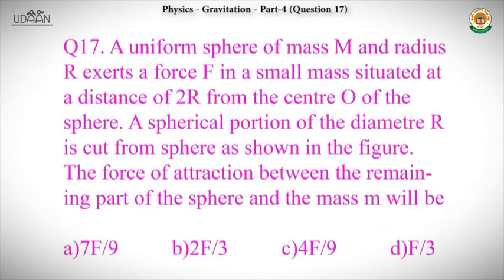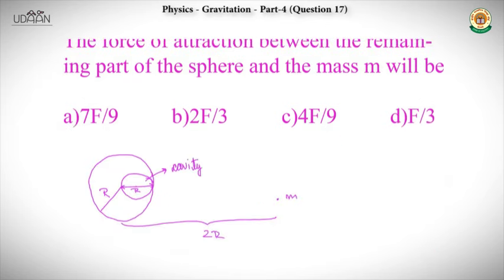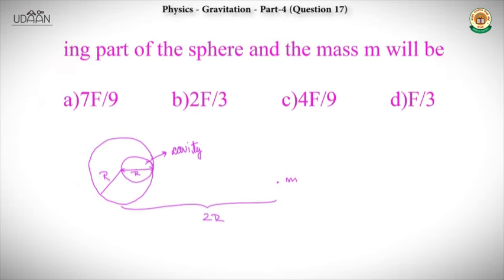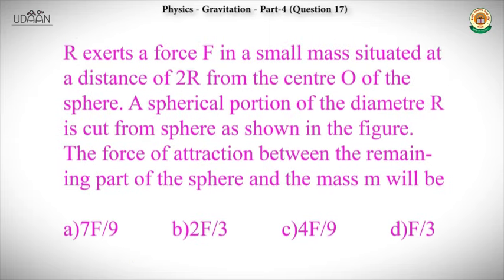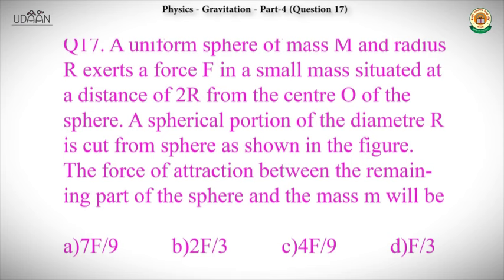Now in question number 17, we have a uniform sphere of mass m and radius r, which exerts a force F on a small mass situated at a distance of 2r from the center O of the sphere. A spherical portion of diameter r is cut from the sphere as shown here in this figure. The force of attraction between the remaining part of the sphere and the mass m will be what?